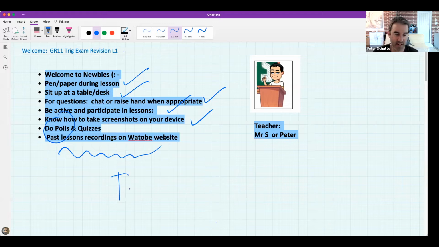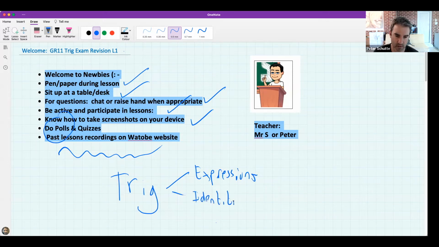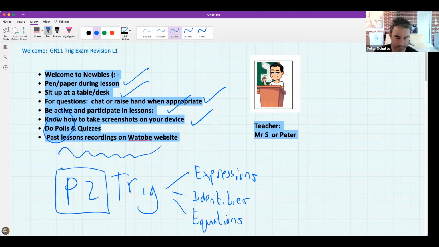Okay, today's lesson and Wednesday's lesson are based around trig and general trig. So trig expressions, trig identities, and trig equations. That's going to be the main focus of today in terms of trig. It's normally questions 5 and 6 in paper 2. So it's trig from paper 2. Okay, so that is the focus for today.